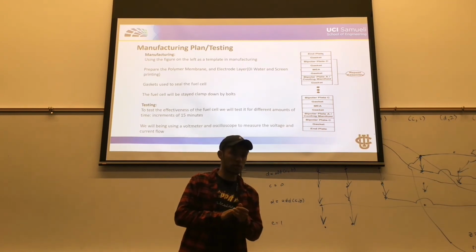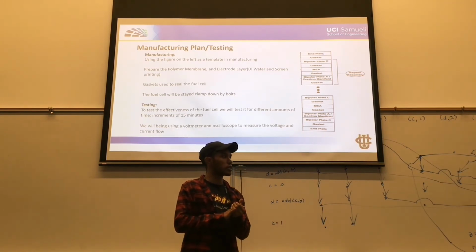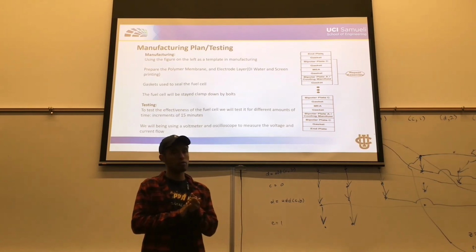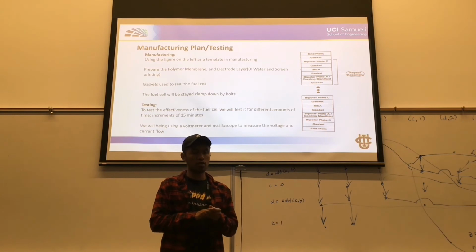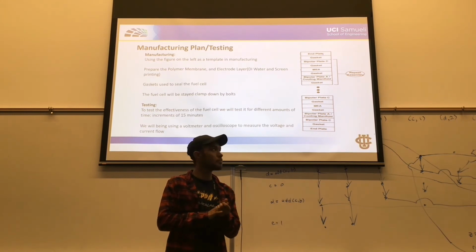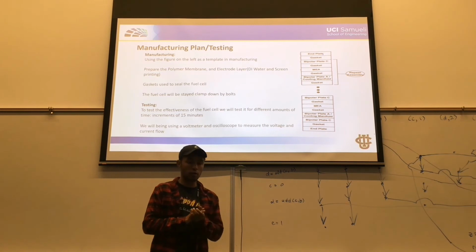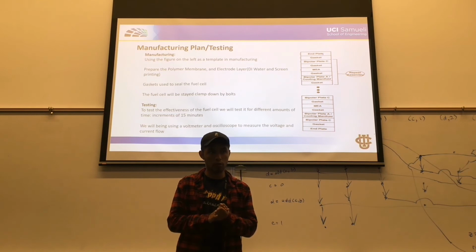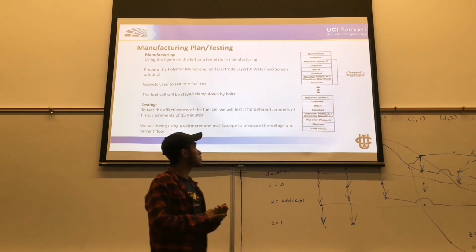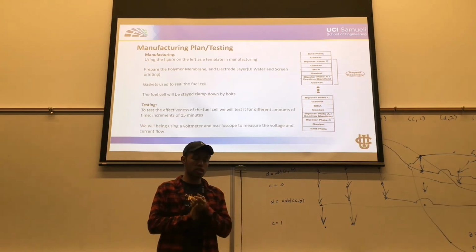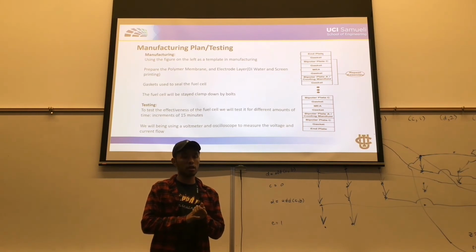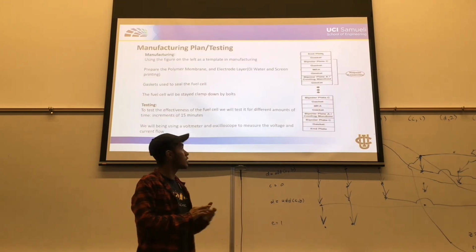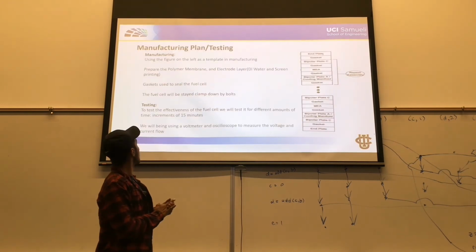One of the important things in manufacturing a fuel cell is preparing the polymer membrane and the electrode layer. You prepare the polymer membrane by using diluted water. And as for the electrode layer, there are many ways in which you can prepare and apply it. We are going to do screen printing, which is the easiest and cheapest way to apply and prepare a fuel cell.